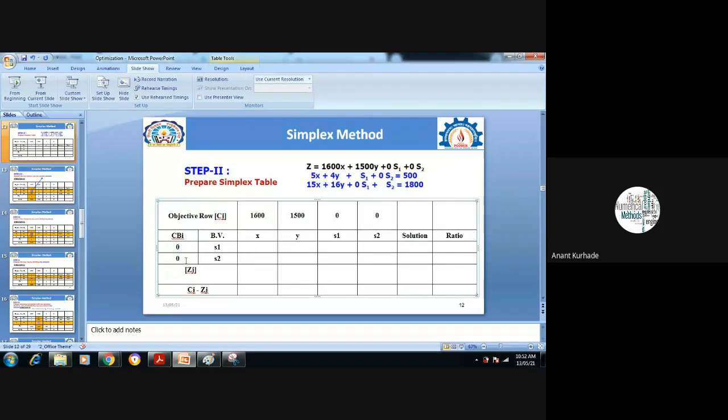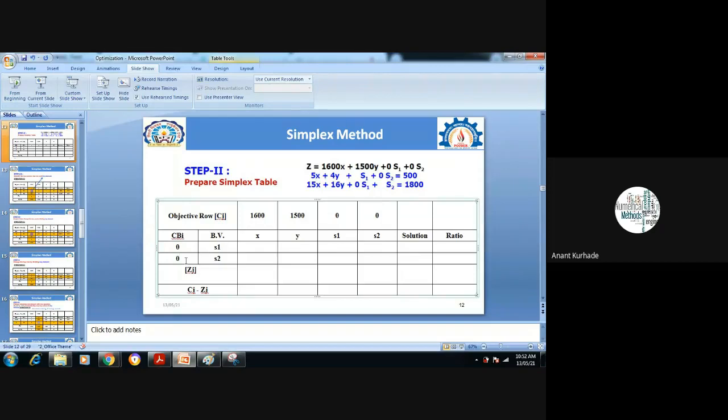Up to this, any doubt? Now, just now, we were thinking only about the objective function. Remember, objective function. So this is the end for your objective function.